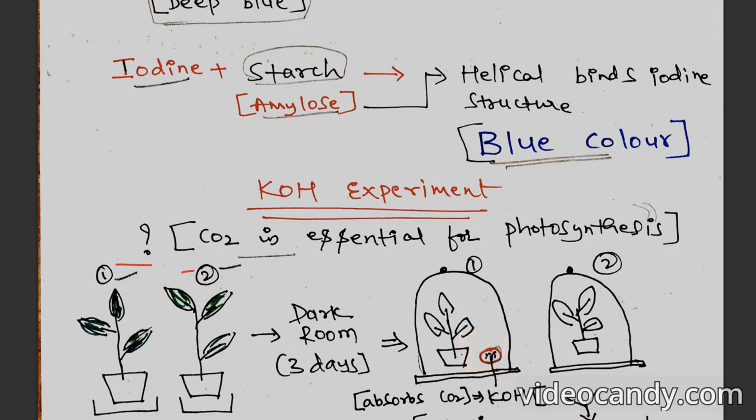So what does the KOH chemical do? KOH is a basic substance. It reacts with the acidic CO2, because the air inside normally has CO2 and oxygen and everything. This KOH absorbs all the CO2 and makes potassium carbonate and water. KOH is basic and carbon dioxide is acidic, so it is a basic-acidic reaction. It absorbs all the carbon dioxide, and the carbon dioxide is not available to the plant. Here in plant 2 there is no KOH, so carbon dioxide is available to the plant.